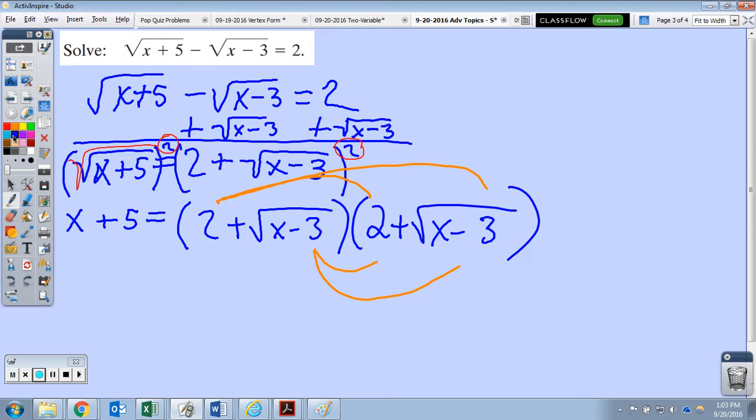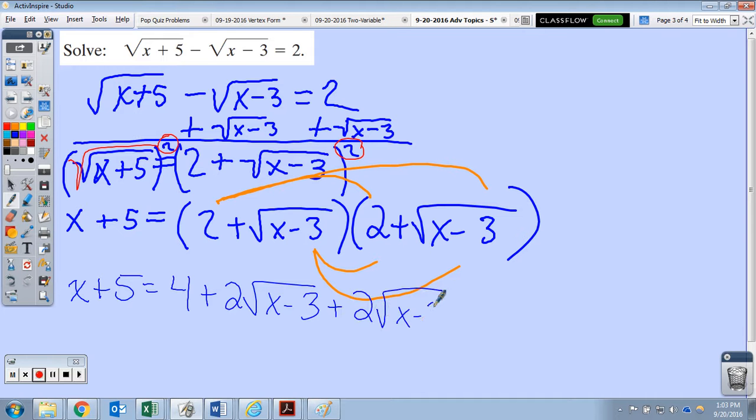Over here, I'm going to do it the long way so that I don't make a mistake. So I would have x plus 5 is equal to, first, 2 times 2, 4, plus 2 times root x minus 3 is just 2 root x minus 3, plus this times 2 is 2 root x minus 3, plus square root x minus 3 times the square root of x minus 3 is just x minus 3.